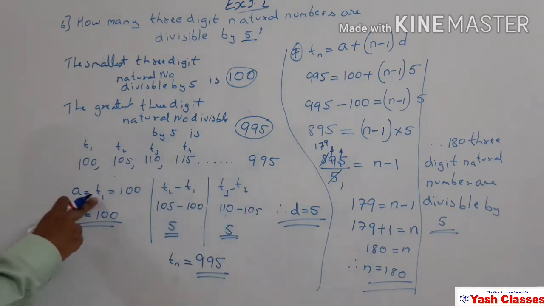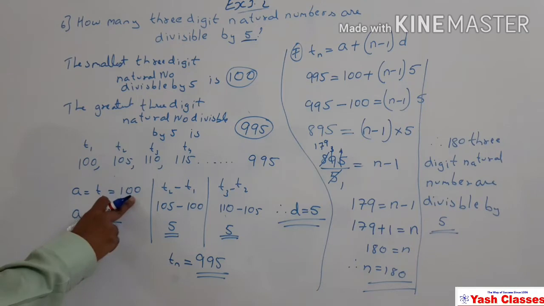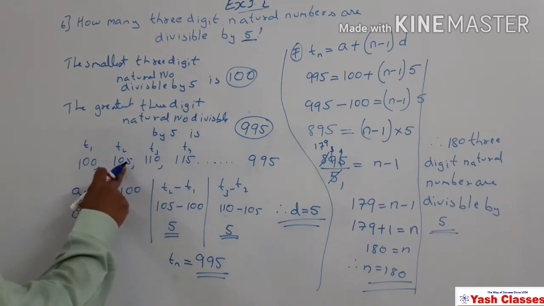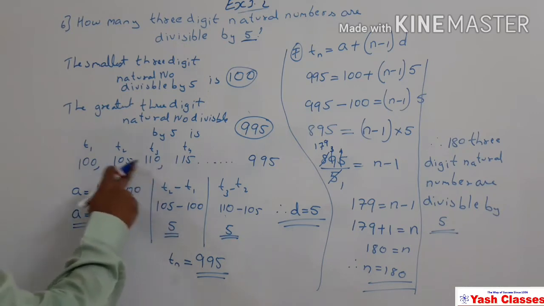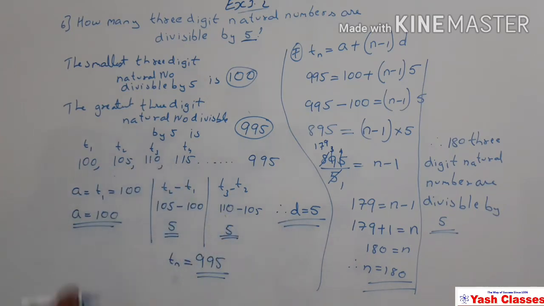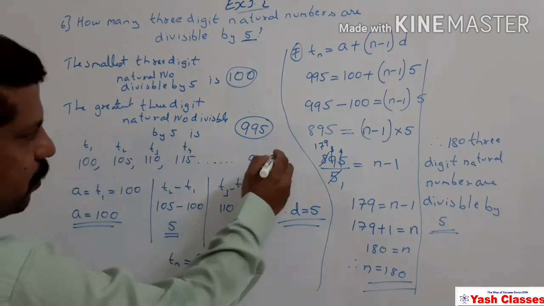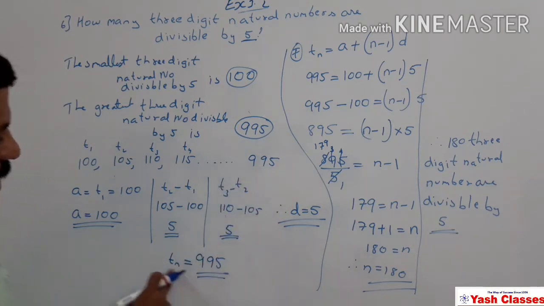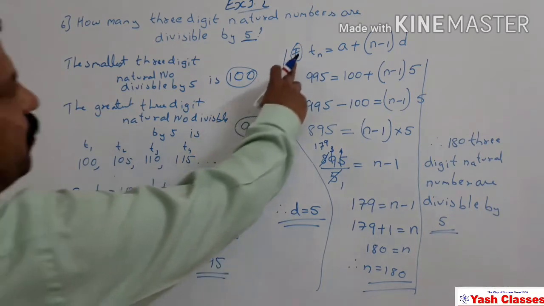Now here A is equal to T1 is equal to 100, the first number. The second number is T2. T2 minus T1, you get 5. The difference will be 5. And A is equal to 100. Now, the last number which we have got here is 995. The 995 will be the last term. But we have to find n. n means how much number? For that we are using the formula.